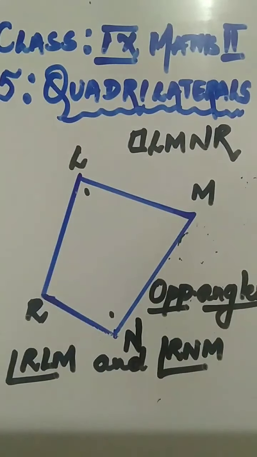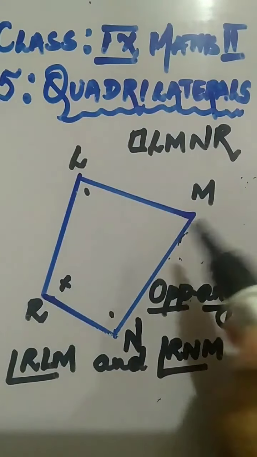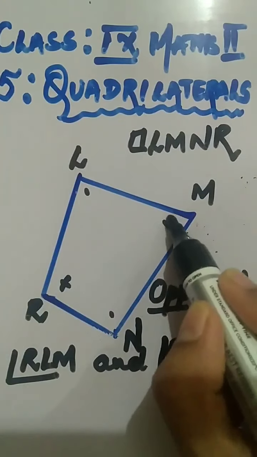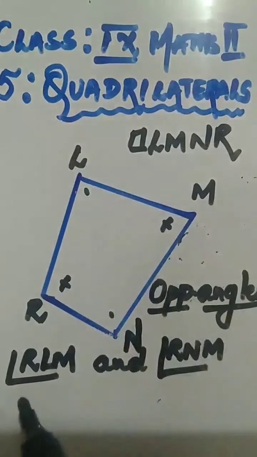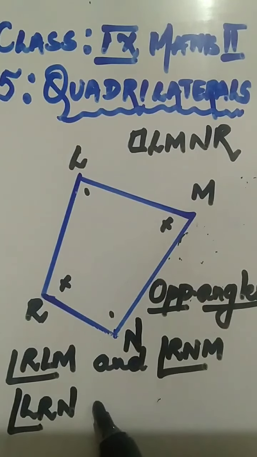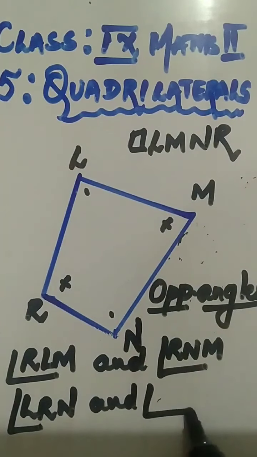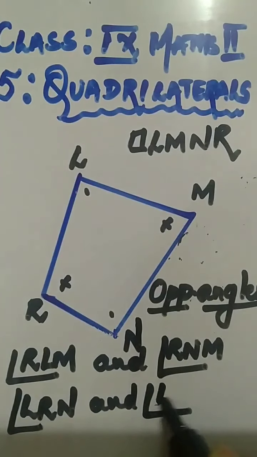Now the next pair of opposite angles are this angle, I'll put a cross. R's opposite, see in the opposite direction, is M. So how will you name it? Angle LRN, and angle LRN's opposite is LMN. So very simple, just the introduction part.